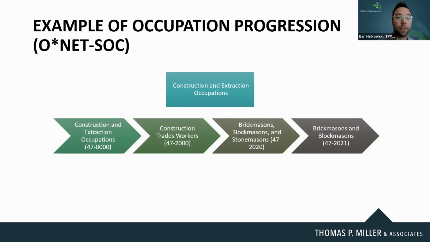Here I provided an example of an occupation progression, also for the construction sector. As you can see with ONET codes, it follows a similar pattern to NAICS codes, where for construction and extraction occupations, the code is 47-0000, and it gets more specified. So construction trades workers is 47-2000, and then it gets more specific from there.